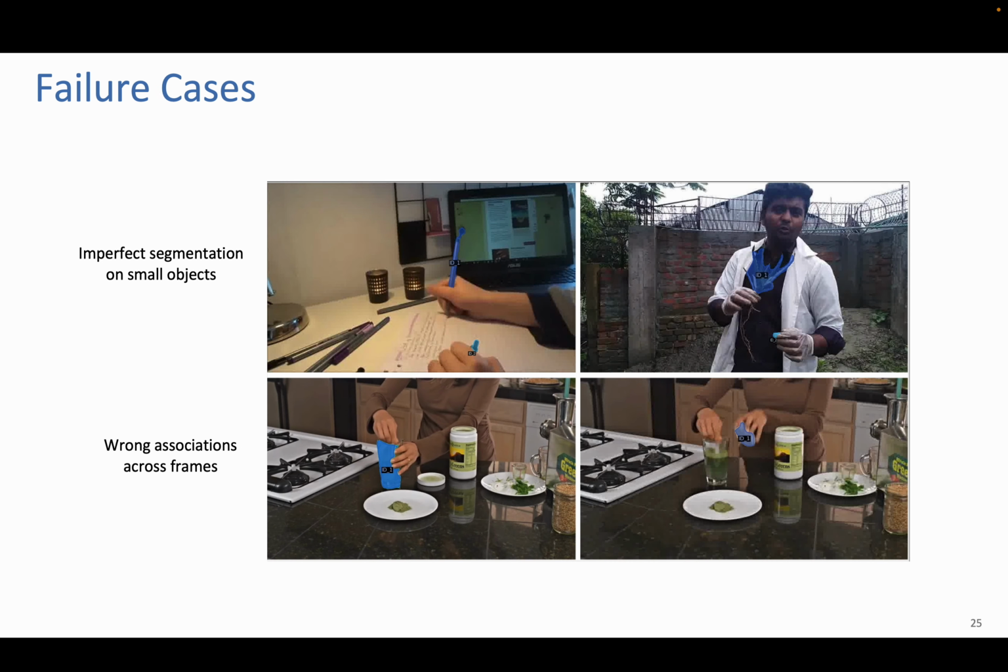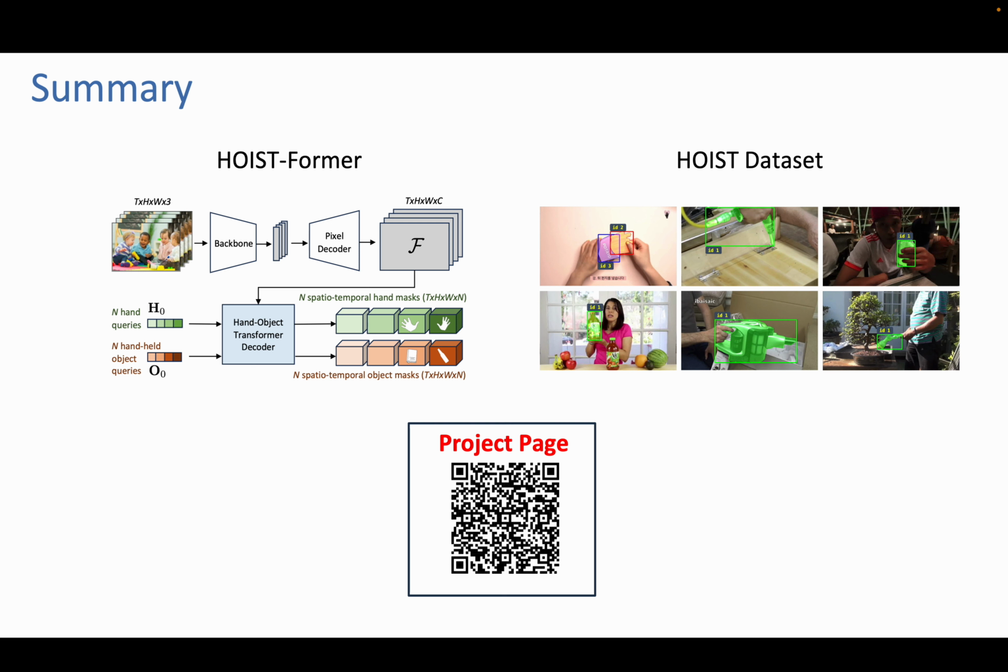Of course, there are failure cases. Failure cases mainly arise when the segmentation is imperfect for small objects or when wrong instance IDs are assigned for tracking. To summarize, we contribute a transformer-based method and a large-scale dataset to tackle segmenting and tracking handheld objects in videos.